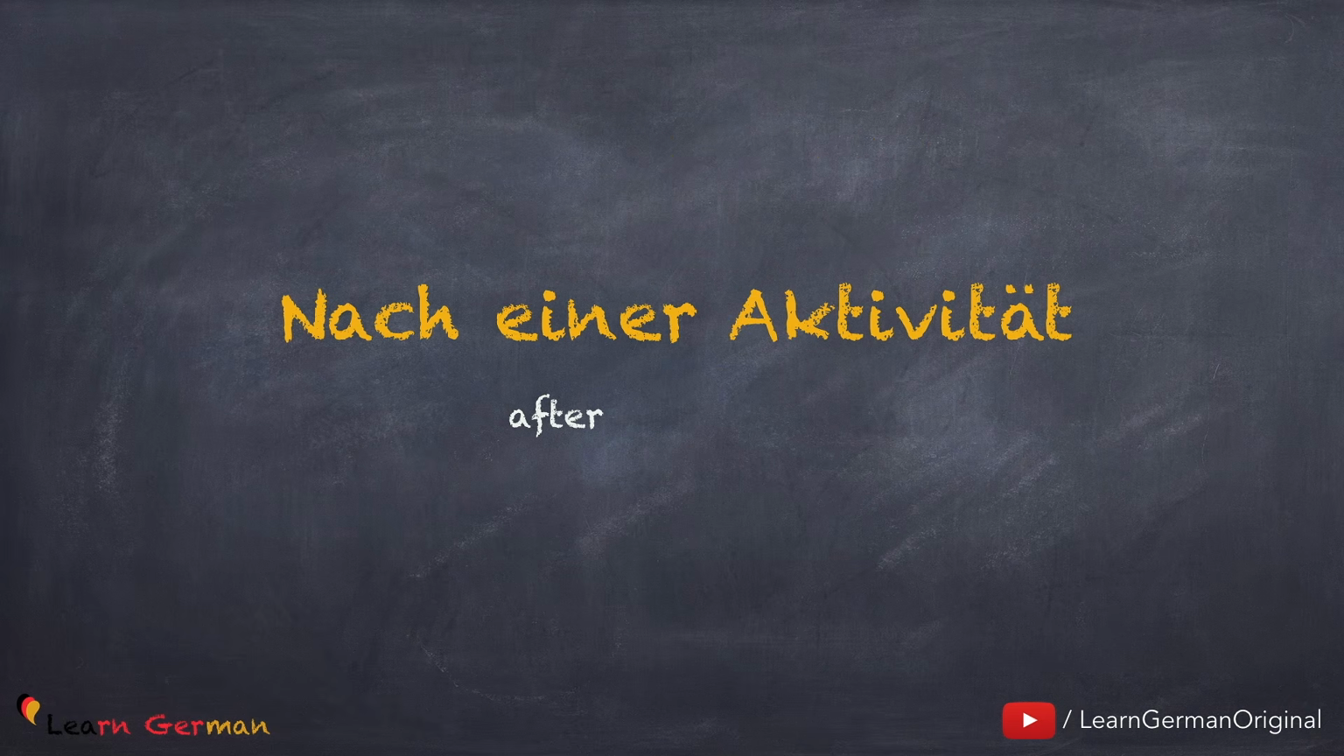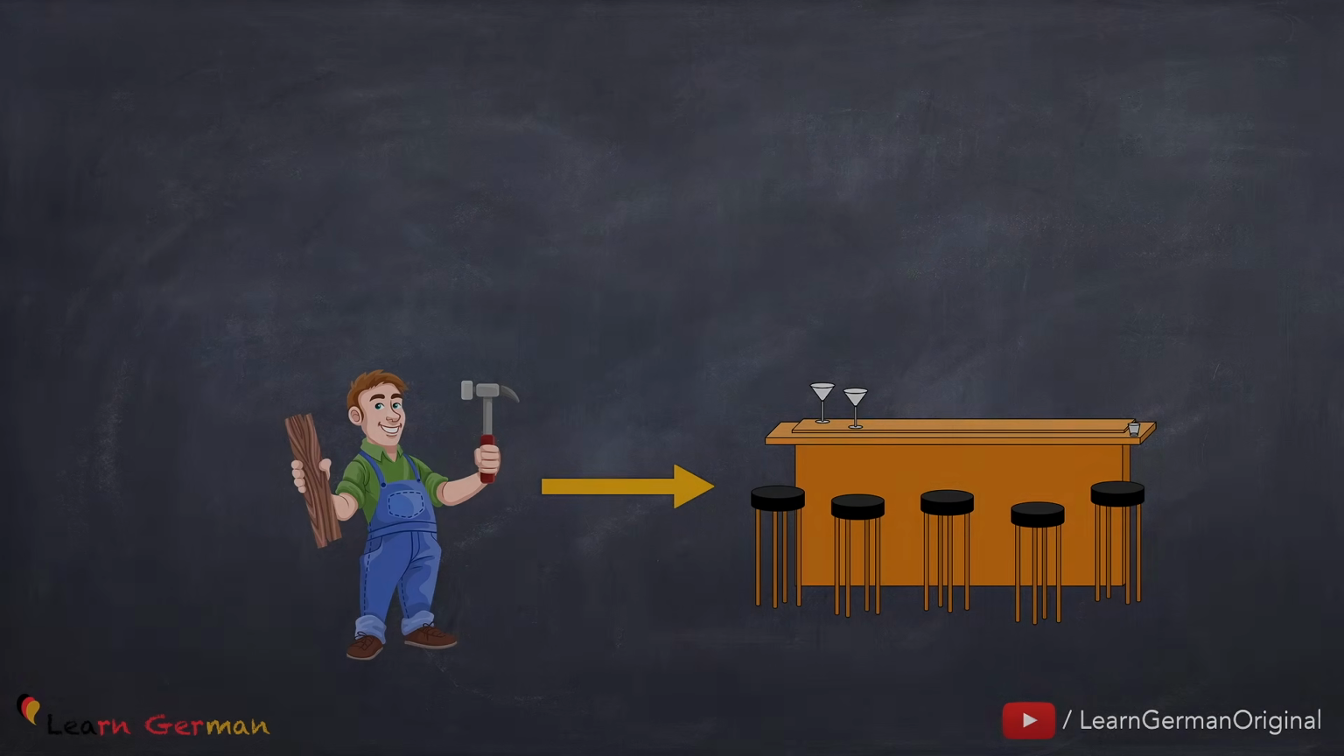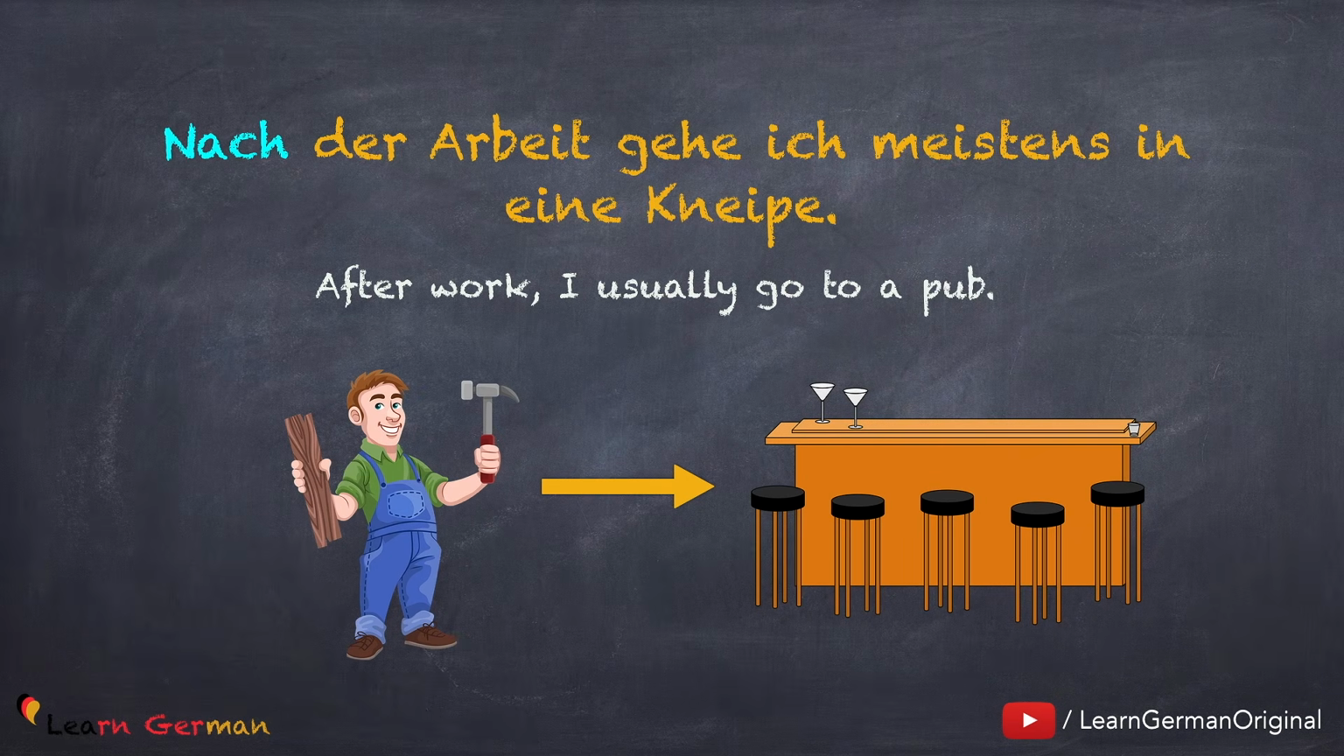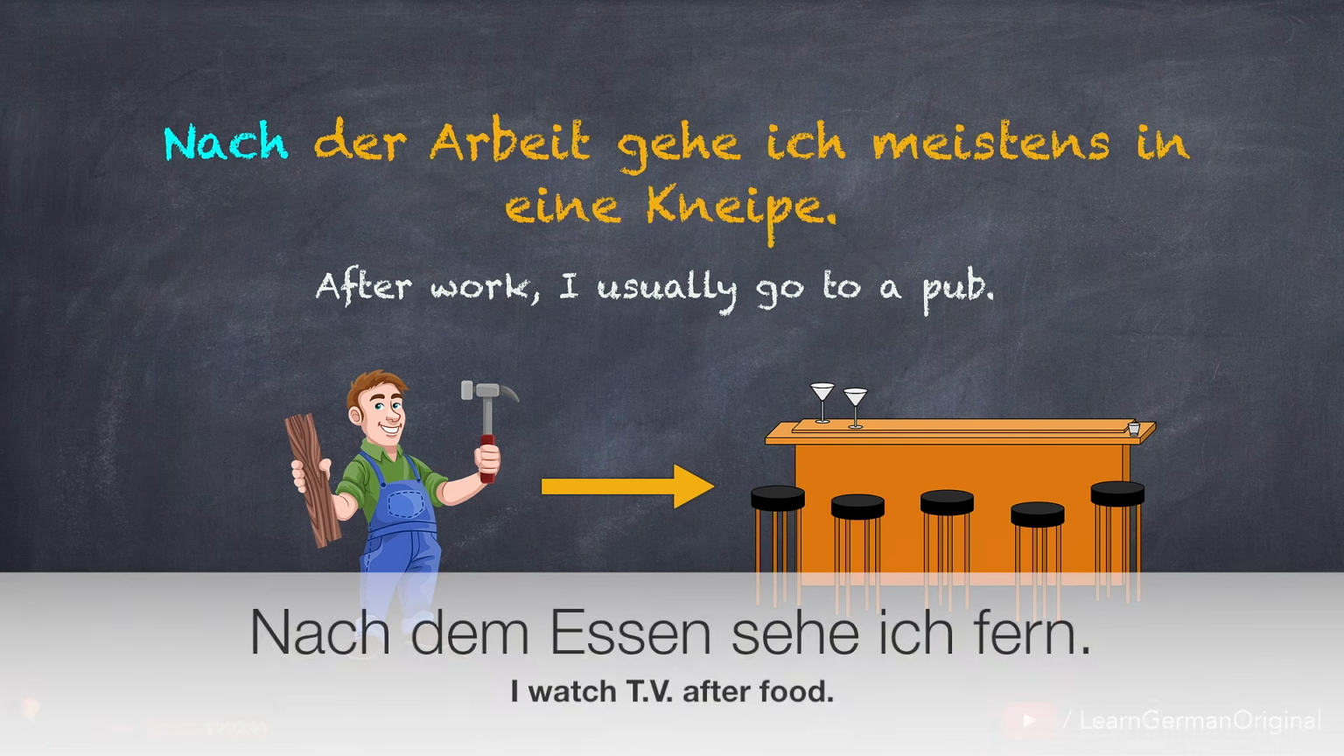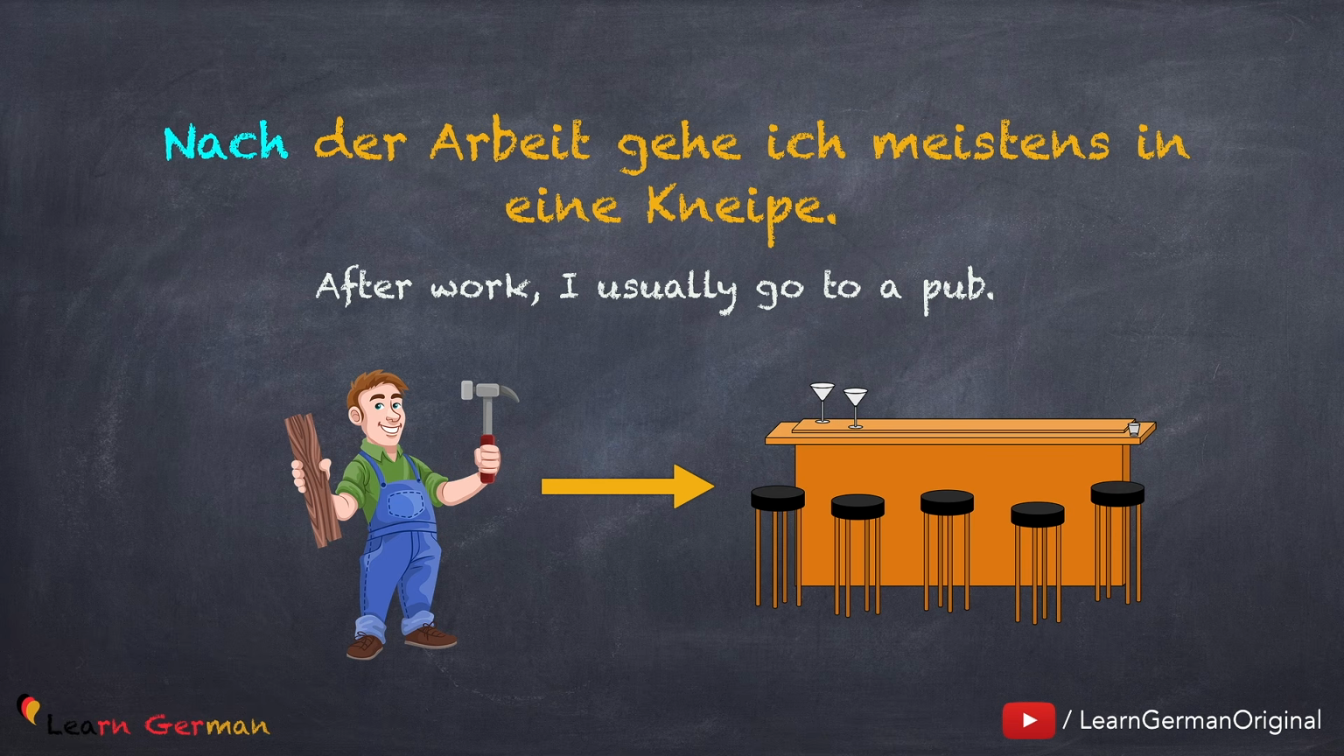Another use of this preposition is nach einer Aktivität. When one activity finishes. For example, nach der Arbeit gehe ich meistens in eine Kneipe. Another example could be nach dem Essen sehe ich fern. Don't forget to use the dative article after the preposition nach. If you want to revise dative article, you can watch our video on the same. The link can be found below in the description.